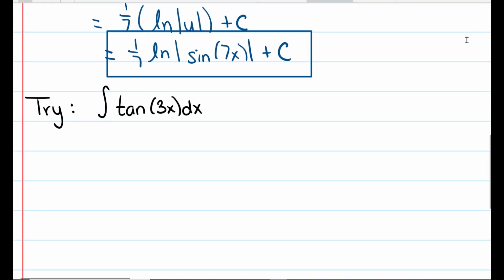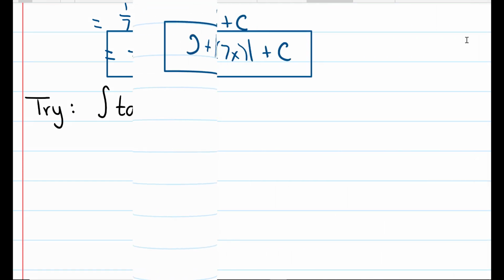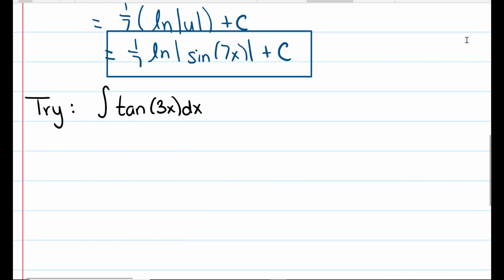Okay, here's another one. The integral of tangent of 3x dx. So I want you to try this one on your own. Try to be clever about how you u sub. Think about when you take the derivative where the new function is going to be. Alright, let's see what we got.